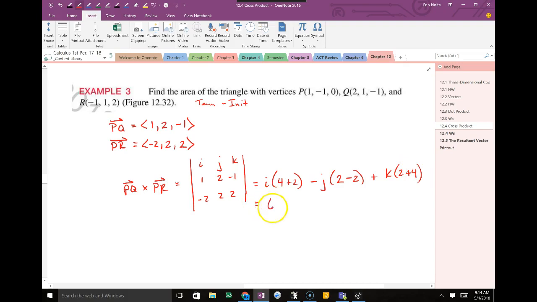Alright, so we're going to get 6 i's. Ooh, what happened to my j? Oh, be careful, Sam. Be careful. Okay, so if I have a 0, do I write it? No. Okay, it's gone. In standard form, you would not write it. If it was component form, I would just put a 0 there. Okay, and then I can say plus 6k.